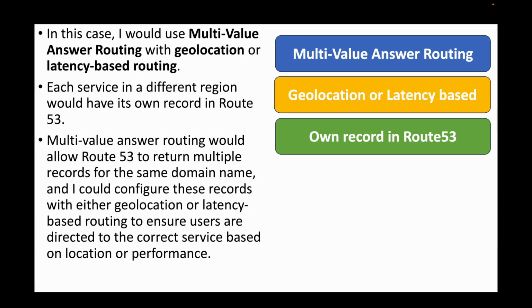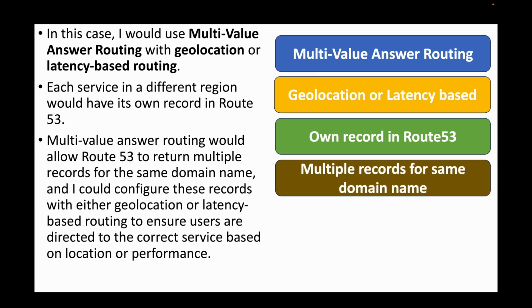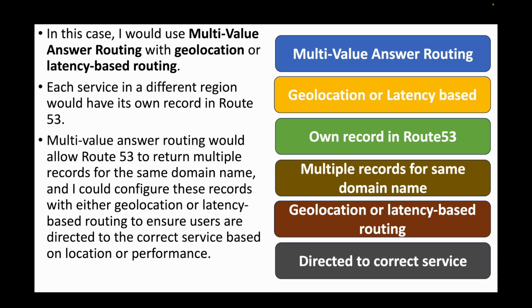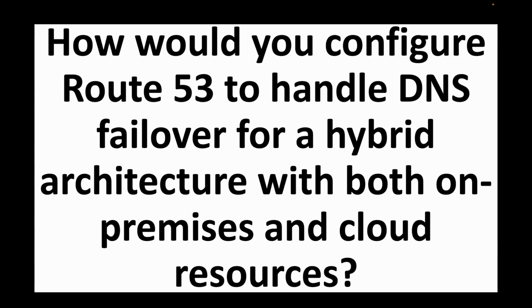Now, the multi-value answer routing would allow Route 53 to return multiple records for the same domain name, and you can configure these records with either geolocation or latency-based routing, and this will ensure that users are directed to the correct service based on the location or based on the performance. So we can make use of multi-value answer along with geolocation or latency-based routing for this.